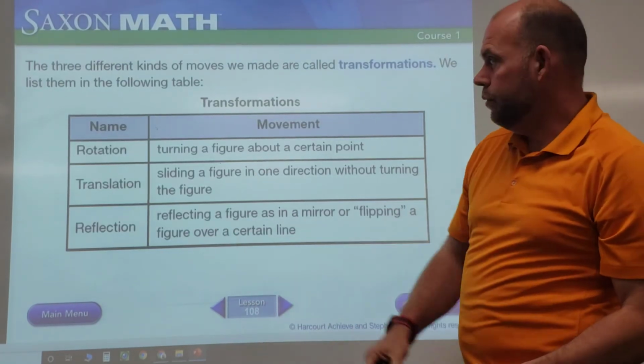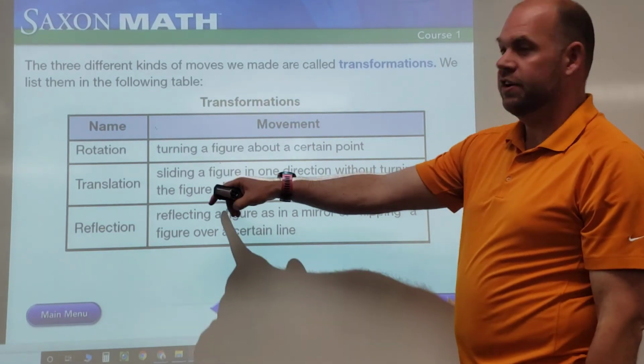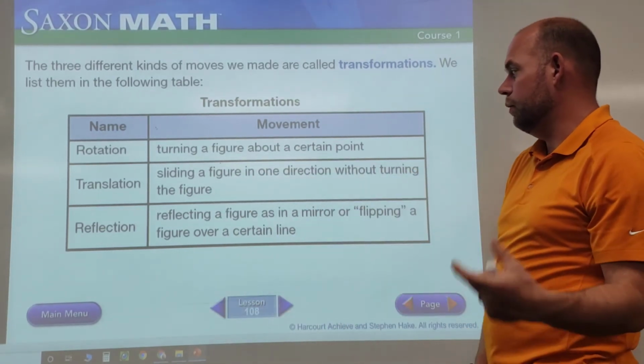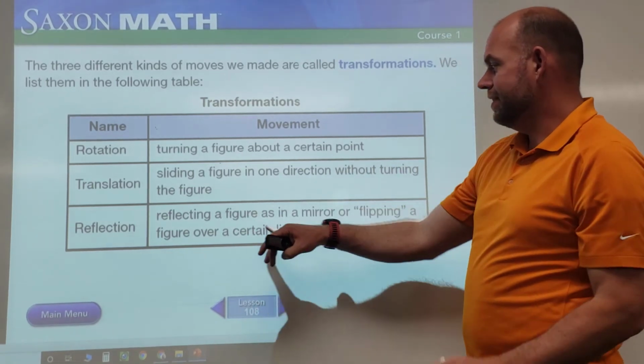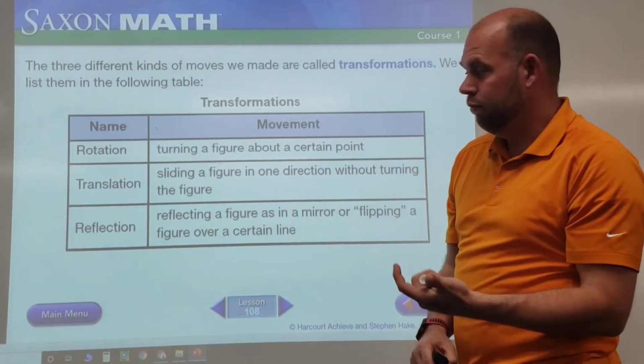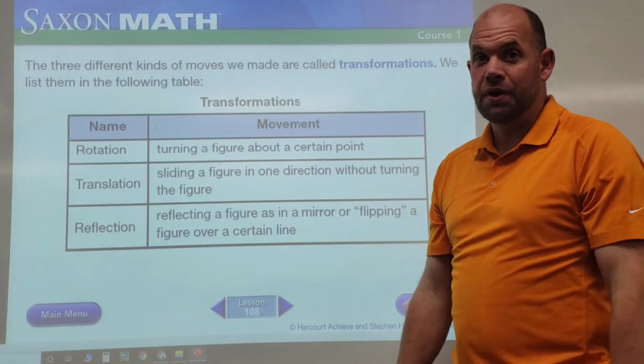So just to review, rotation is turning a figure about a certain point, and translation is sliding a figure in one direction without turning it at all, and reflection is reflecting a figure as if in a mirror or flipping the figure over a certain line. And that's it. So that's your vocab for this week.